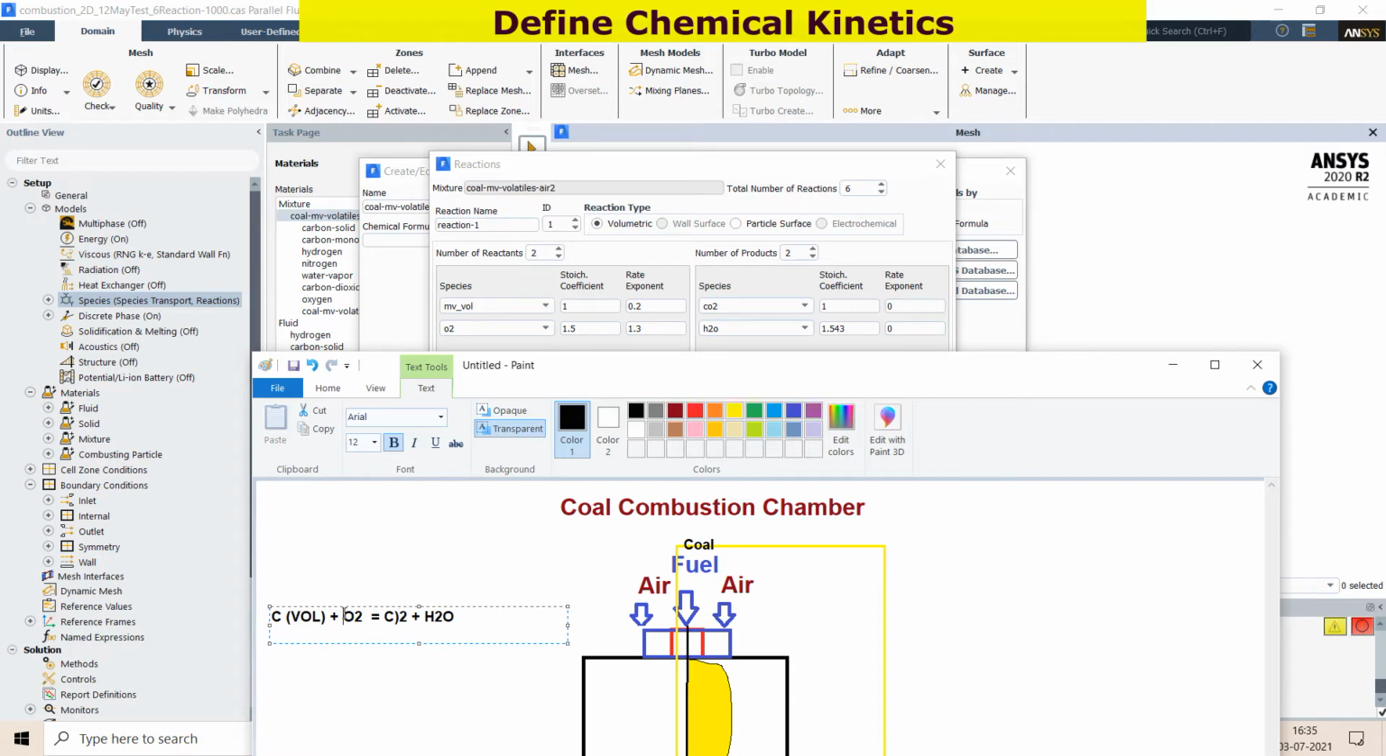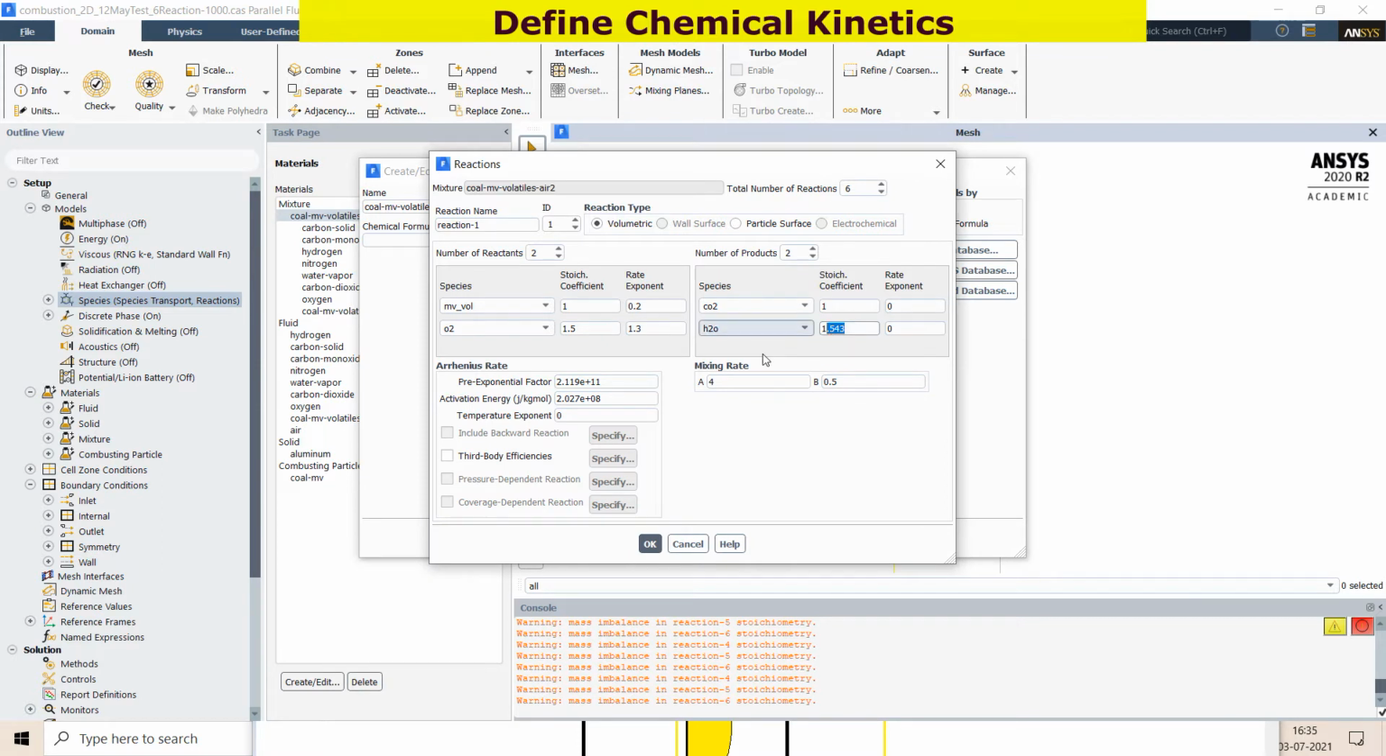I can take here 3 by 2, 1.5, and for O2 I can take 1. And here also check, coal volatile means it is a hydrocarbon. Hydrocarbon you can say methane. Methane is a hydrocarbon with 2H2. We can also select here this hydrocarbon's 2 species. You can also give the 2 hydrogen here. 2H2.